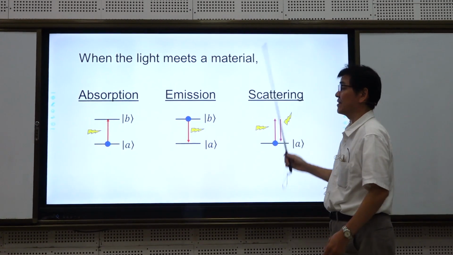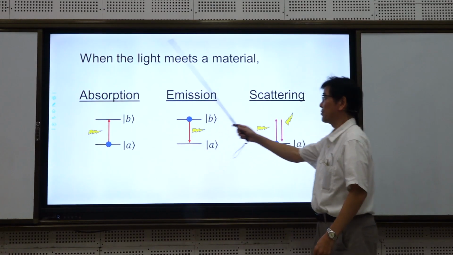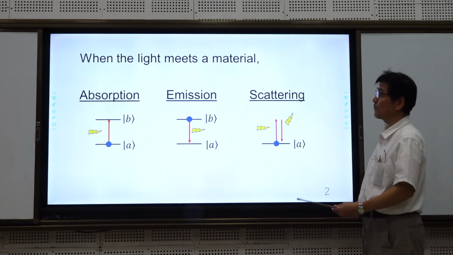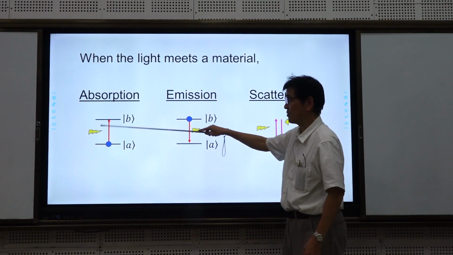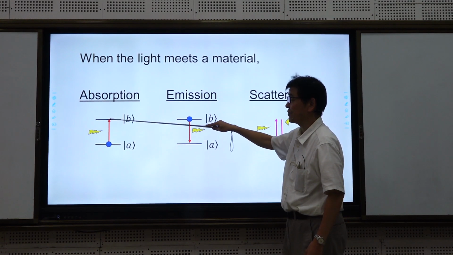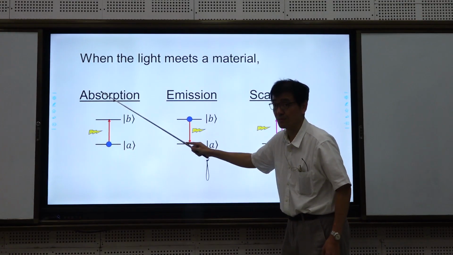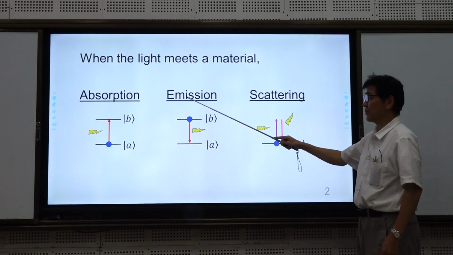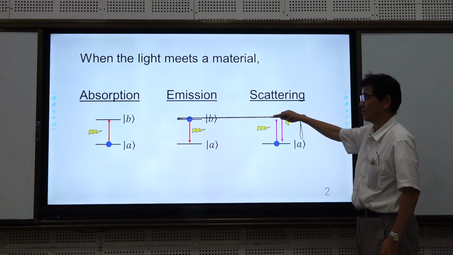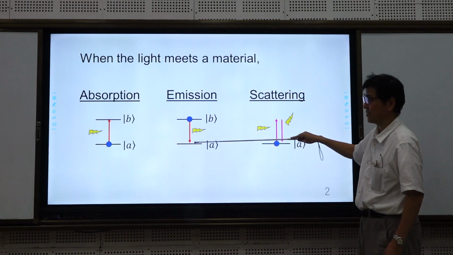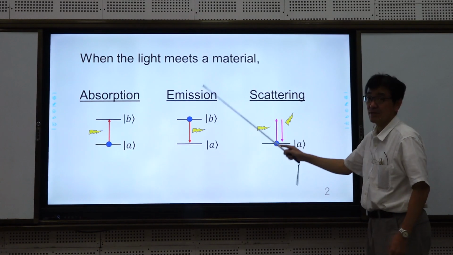When the light meets the material, there are three optical processes that take place: absorption, emission, and scattering. In this process, the energy of light is converted to the energy of the molecule, or electronic energy. Then this photon disappears. This is the absorption process. In the emission process, a high energy molecule emits light and returns to the most stable electronic state. This is the emission.